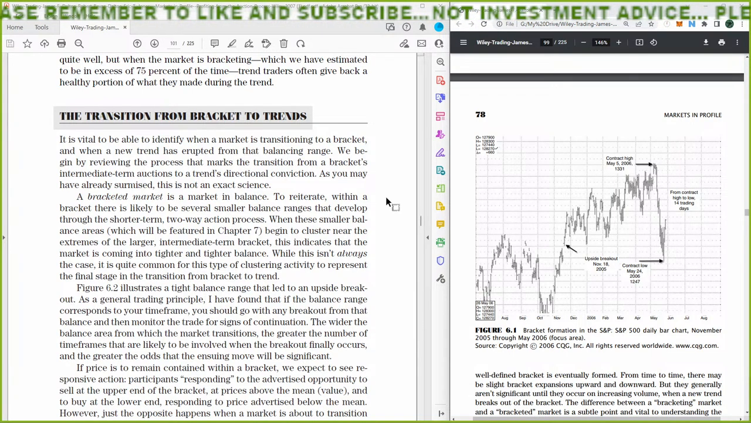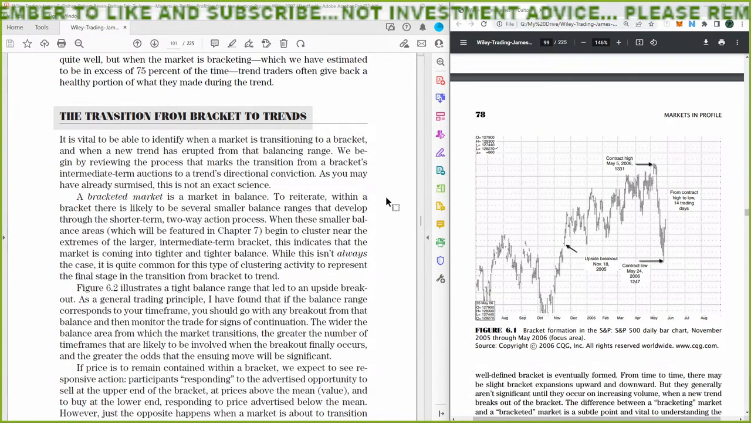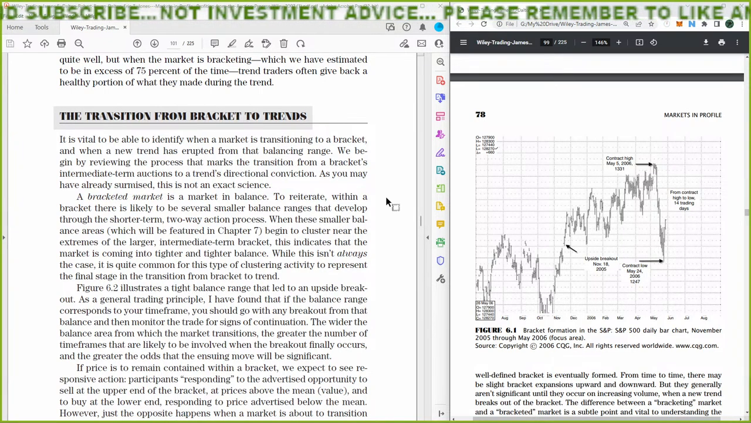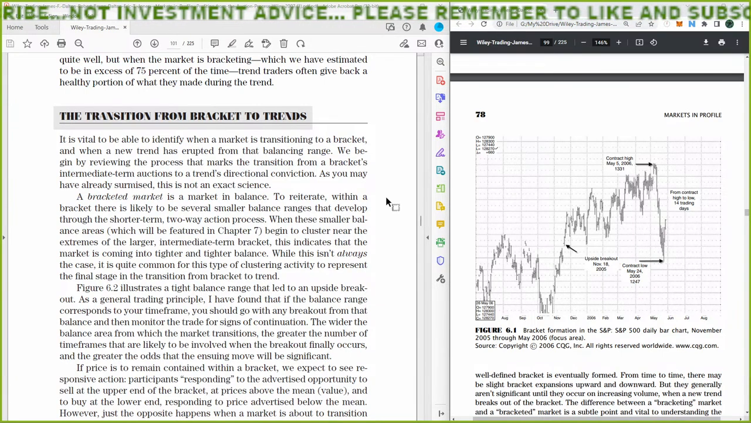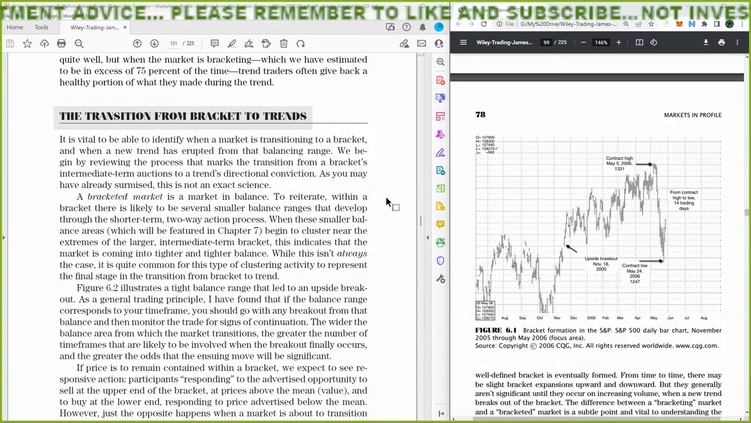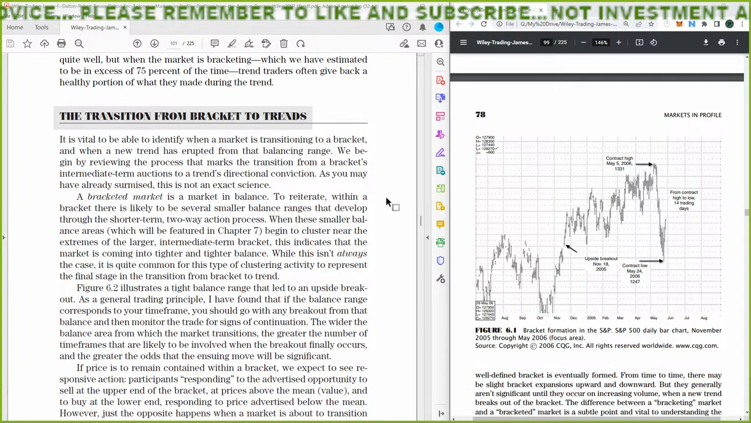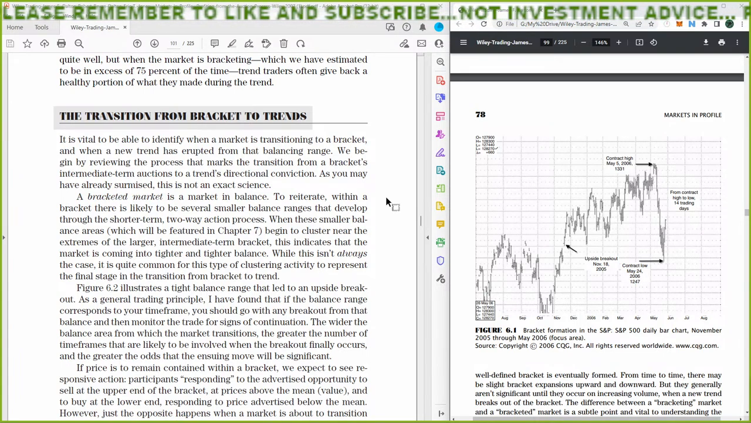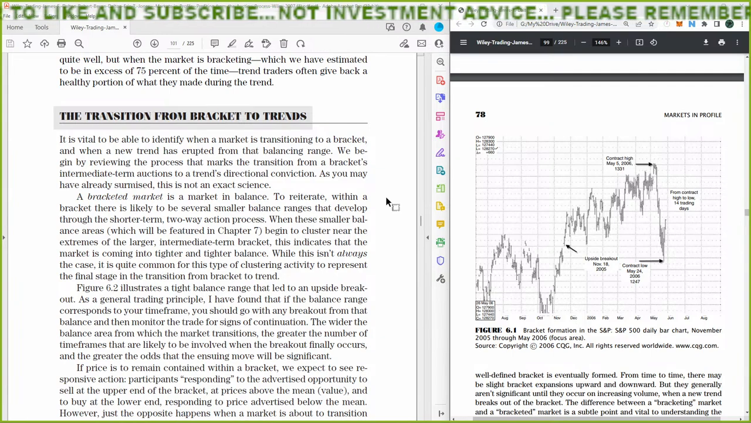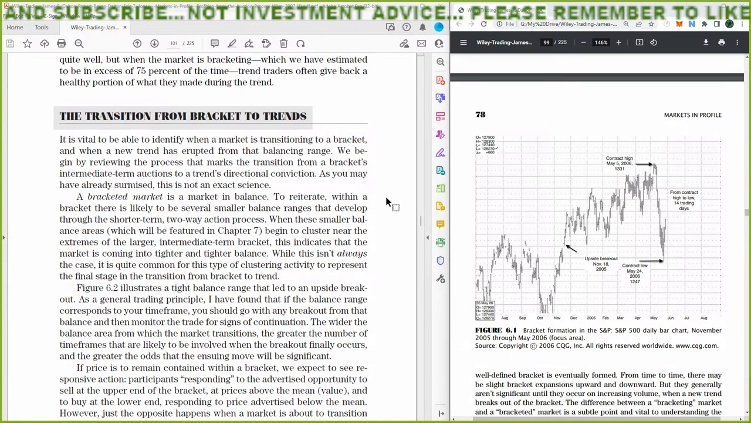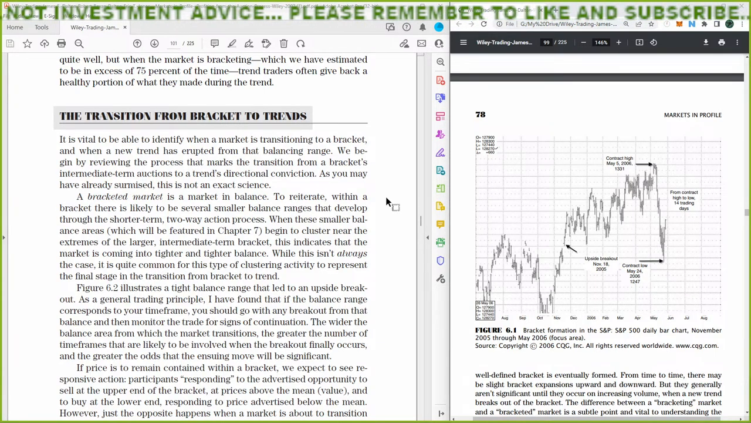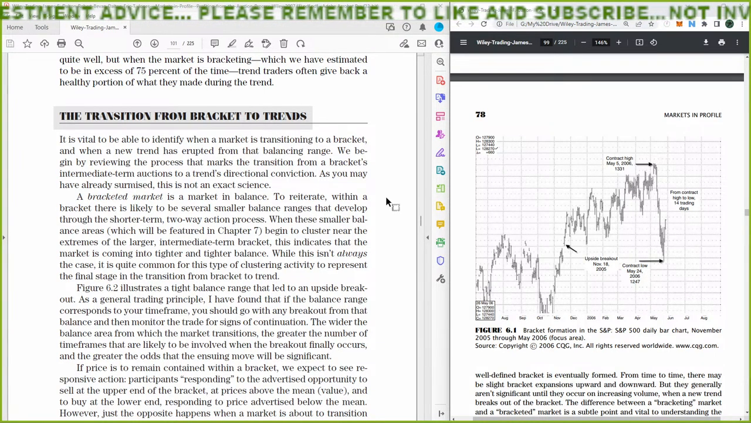A bracketed market is a market in balance. To reiterate, within a bracket, there are likely several smaller balance ranges that develop throughout the shorter term two-way auction process. When the smaller balance areas, which will be featured in Chapter 7, begin to cluster near the extremes of the larger intermediate term bracket, this indicates that the market is coming into a tighter and tighter balance. While this isn't always the case, it is quite common for this type of clustering activity to represent the final stage of transition from bracket to trend.